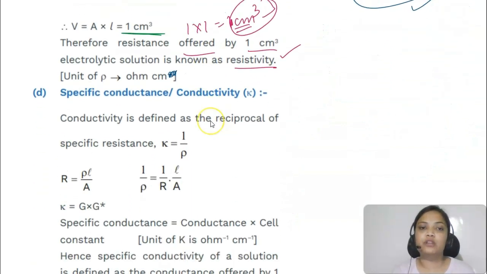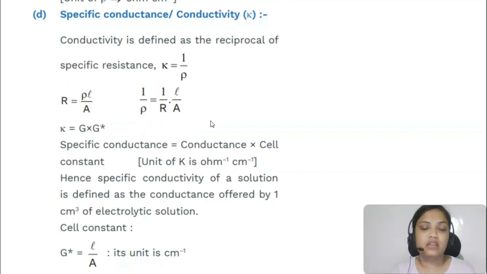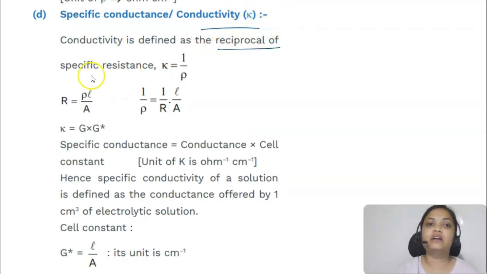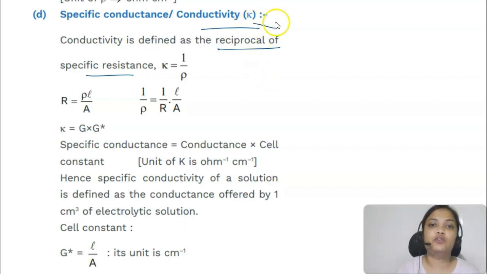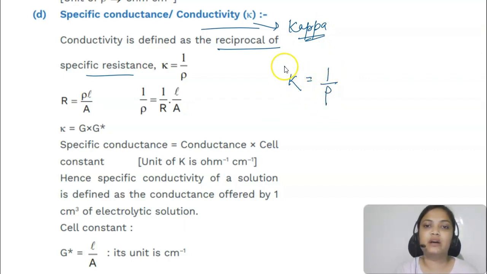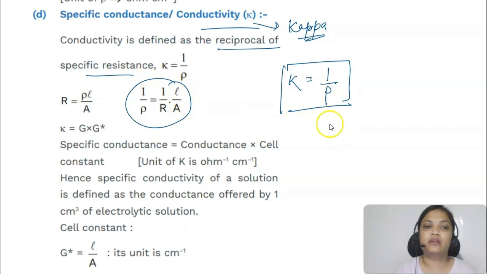Now another important term that we will be talking about in the case of electrolytic conductance is conductivity. Conductivity is the reciprocal of the resistivity, or the specific resistance. So we call it specific conductance also. It is denoted by kappa, another symbol that we use, which is equal to 1 upon rho. If I put the value of 1 upon rho, in this case it will be 1 upon R into L upon A. So that will be your kappa.